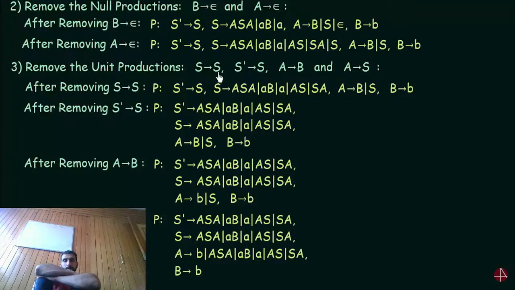So here we have S gives S. This is one unit production. Then S dash gives S. That is another unit production.